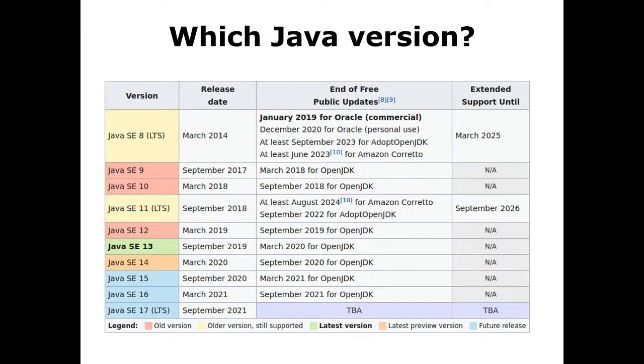Right here you can see the time period for the release dates of Java versions. In my case, I use the newest one, the 14th one. For those of you who join development in September, you will most likely use 15. It's fine, but I will use the 14th one.